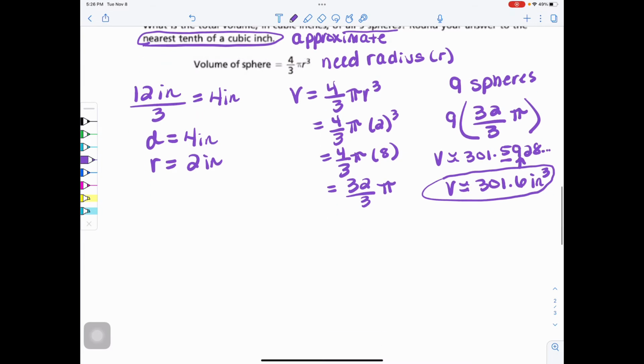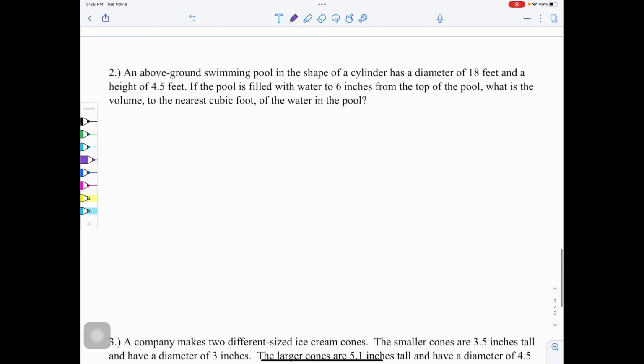Now let's go on to another example of a real-world situation in number 2. An above-ground swimming pool in the shape of a cylinder. So even if I didn't know it was a cylinder, think about a swimming pool. Traditional above ground is cylindrical in shape, so it's a cylinder. So already I know I'm working with that formula. They gave me a diameter of 18 feet and a height of 4.5 feet.